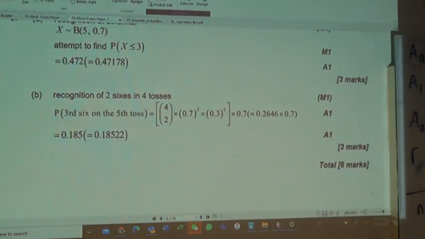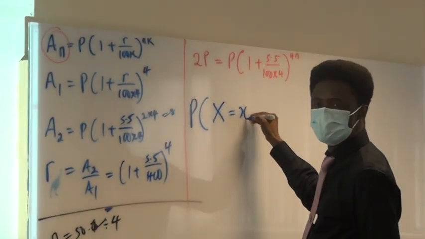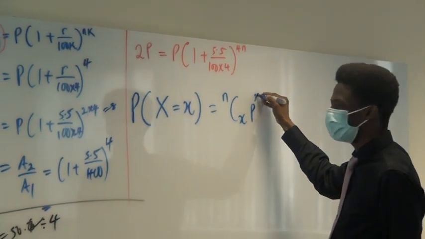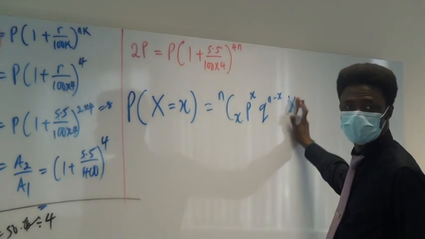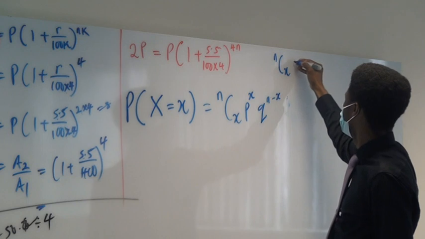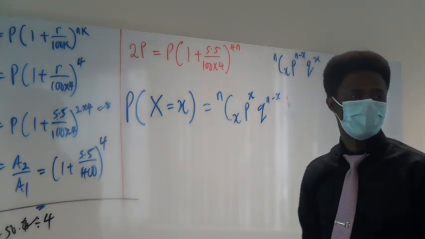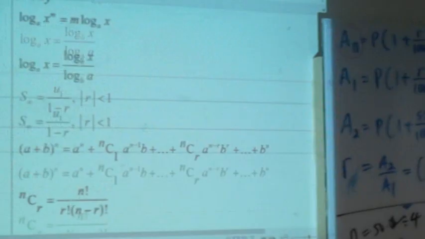Okay? Probability for binomial distribution: the probability that X is equal to x is equal to n combination x, success raised to power x, failure raised to power n minus x. Not the other way around. I think in one paper, some people wrote n combination x, p raised to power n minus x, q raised to power x. Please. That was an error. I'm sure it was not intentional, but you know it cost a lot.